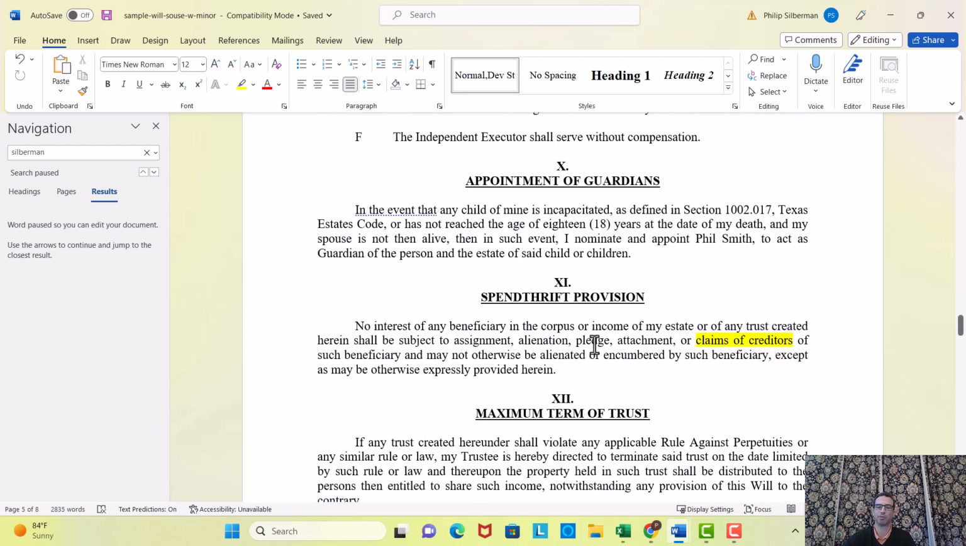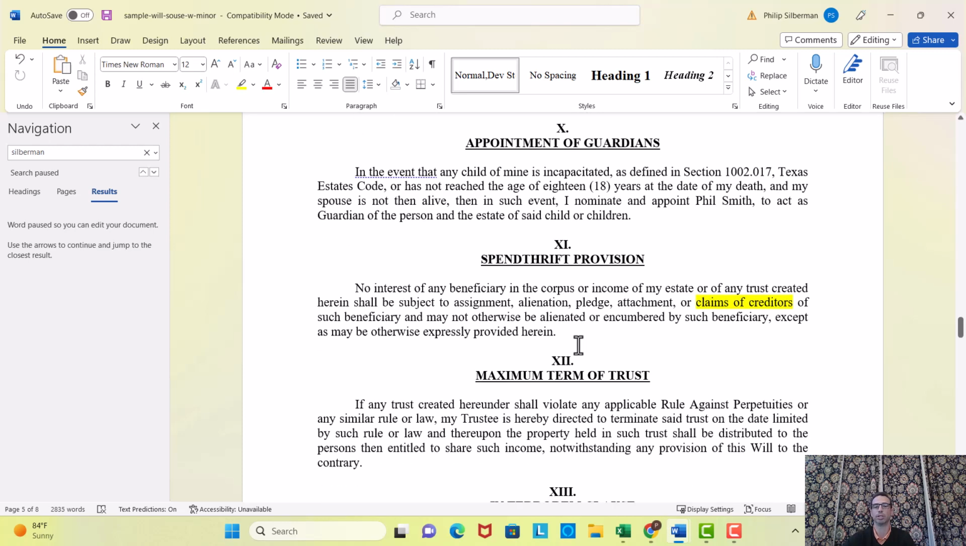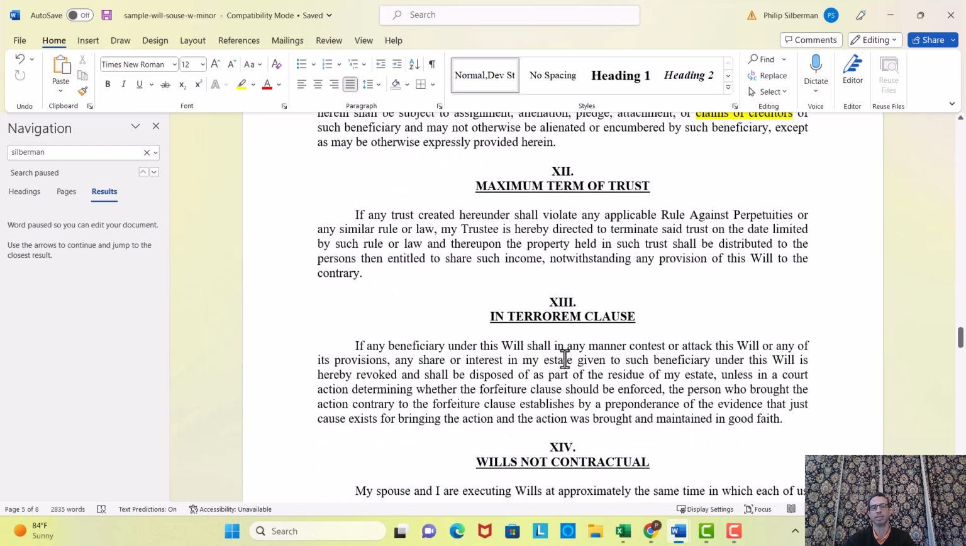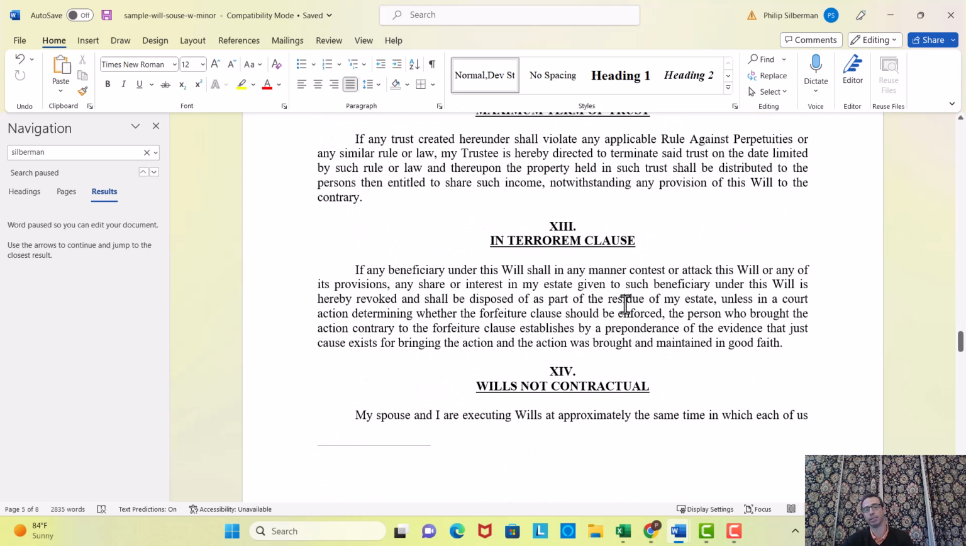Then you have the spendthrift provision. This is a pretty typical provision that's in all good Texas wills, where it just says that the creditors don't get at the estate if the beneficiaries have a bunch of creditors coming after them. This paragraph addresses that. And then we have an interim clause, which is also known as a no contest clause.